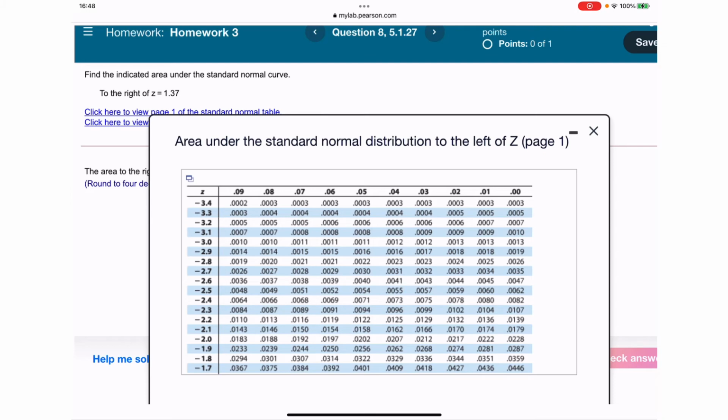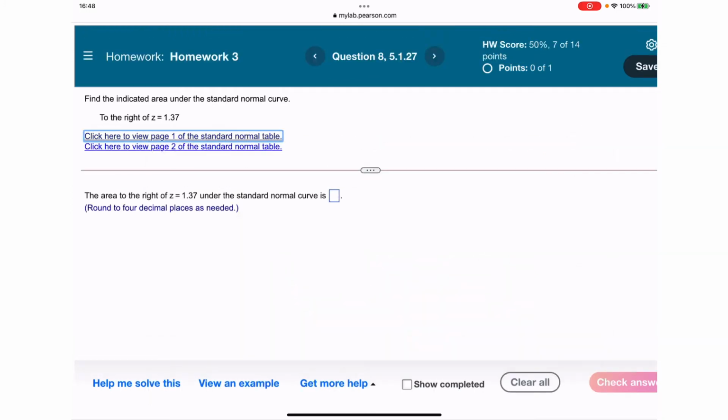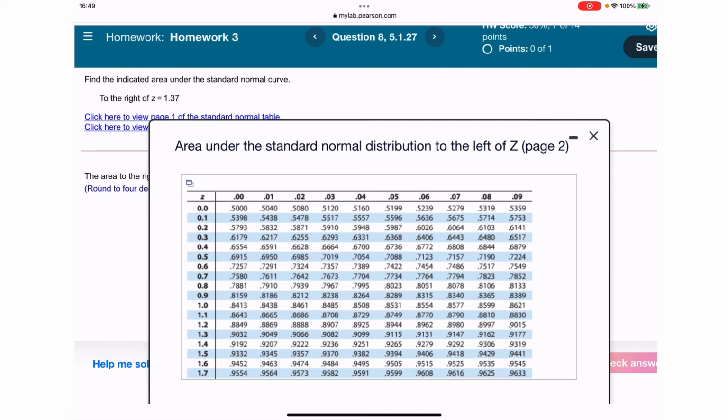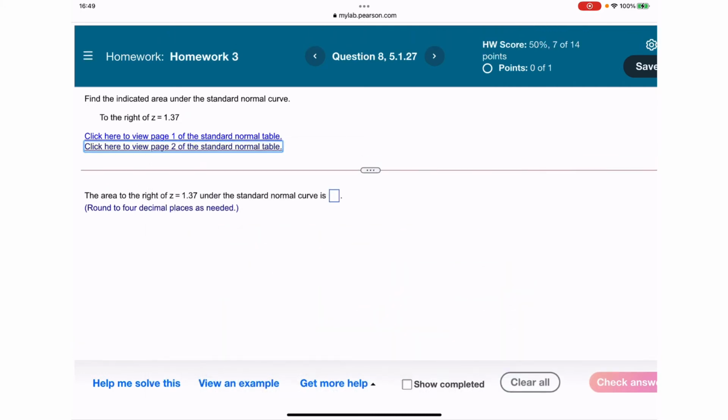Let's see what we have here. 1.37. So, oh, this is negative. I need to open positive one. 1.3, it's right here, and 7 is going the third column from the back. 1.3 and 7, 0.9147.